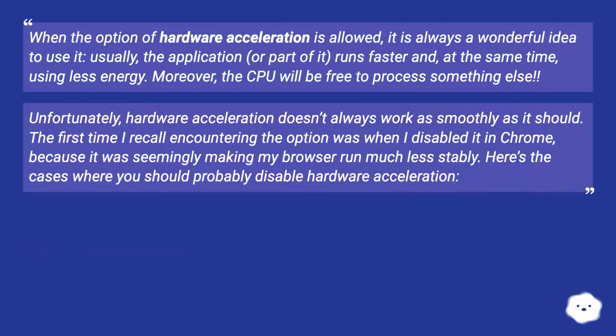When the option of hardware acceleration is allowed, it is always a wonderful idea to use it. Usually, the application, or part of it, runs faster and, at the same time, uses less energy. Moreover, the CPU will be free to process something else. Unfortunately, hardware acceleration doesn't always work as smoothly as it should. The first time I recall encountering the option was when I disabled it in Chrome, because it was seemingly making my browser run much less stably. Here are the cases where you should probably disable hardware acceleration.